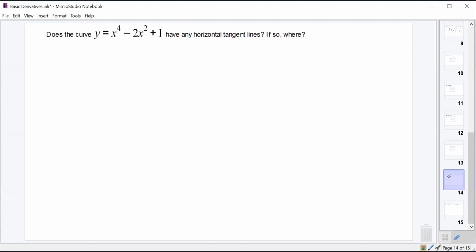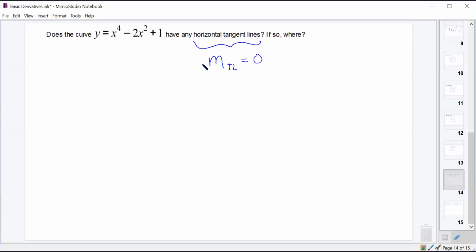Let's use what we've learned about finding these derivatives fairly easily, and see if we can figure out if the curve x to the fourth minus 2x squared plus 1 has any horizontal tangent lines. So before we get all crazy into this one, let's take a second and think about what it means to have a horizontal tangent line. What does that tell you about the slope of the tangent line? 0. It needs to be 0.